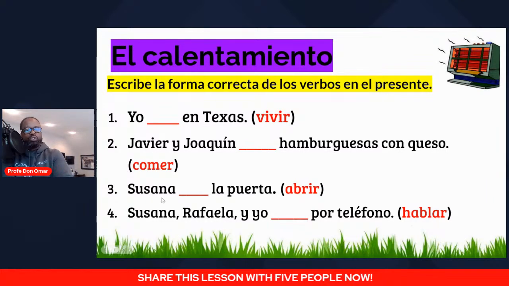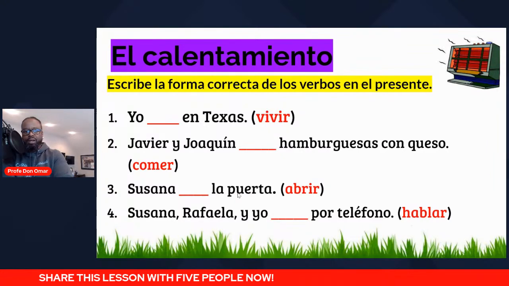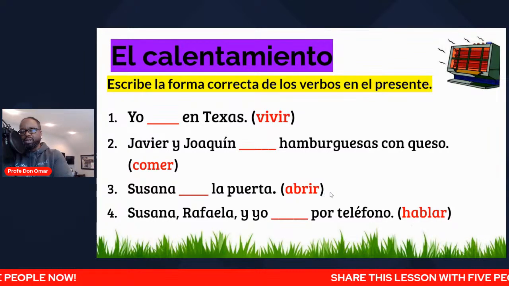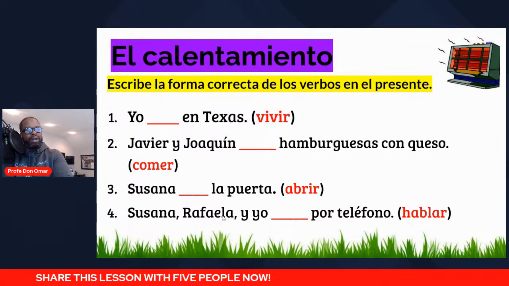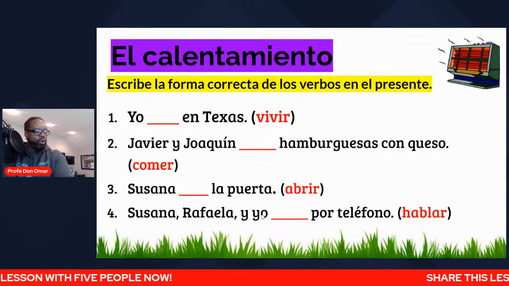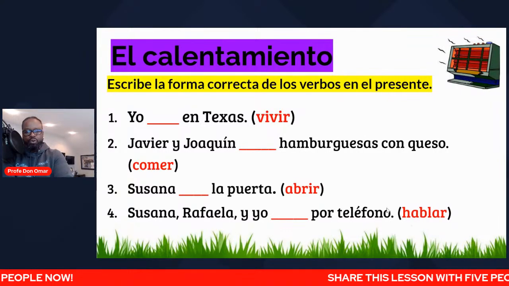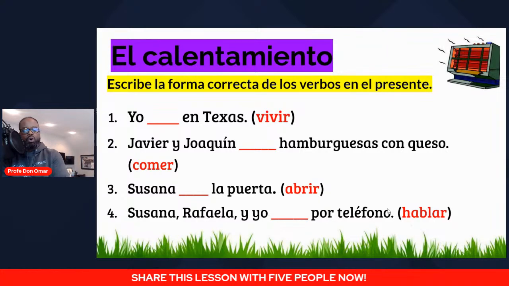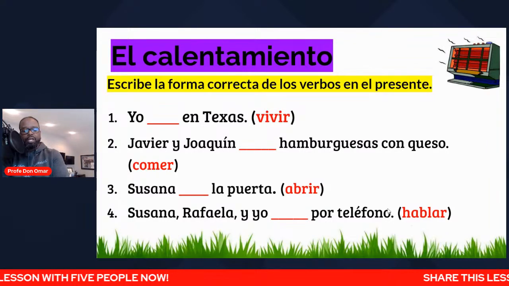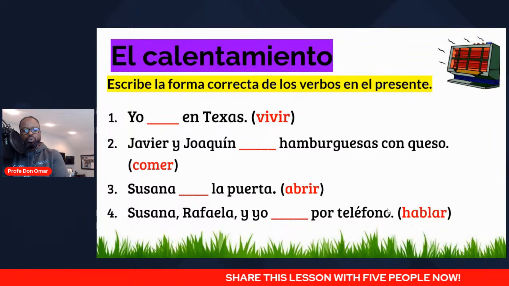Número 3, Susana blank la puerta. Abrir significa open. Y también tenemos Susana, Rafaela y yo blank por teléfono. So what are we saying right there? Well, we know hablar means to talk, or to speak. Okay, so we want to make sure you know that.